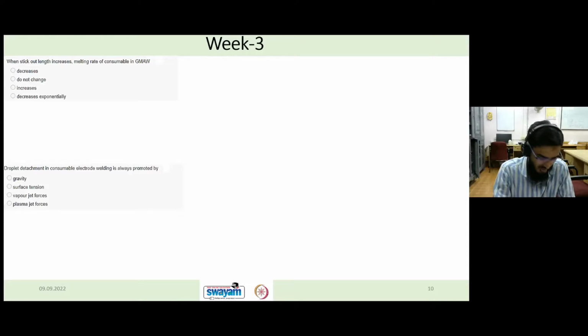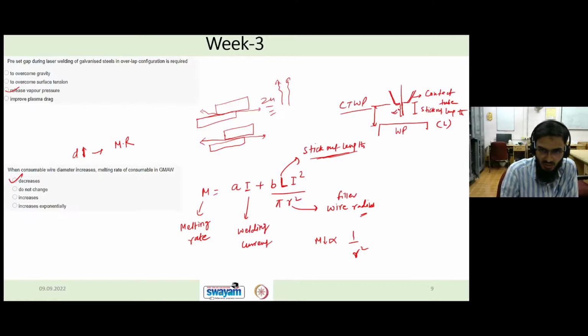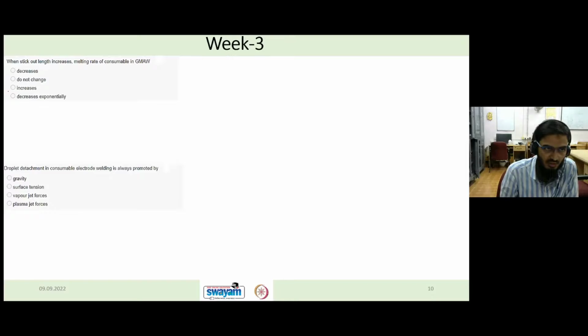A few more questions. When stick out length increases, on the same formula, melting rate of consumable in GMAW will what? Very simple, just now we saw. Here itself, M is directly proportional to L. So as the L increases, M will also increase. So it will increase. Correct.